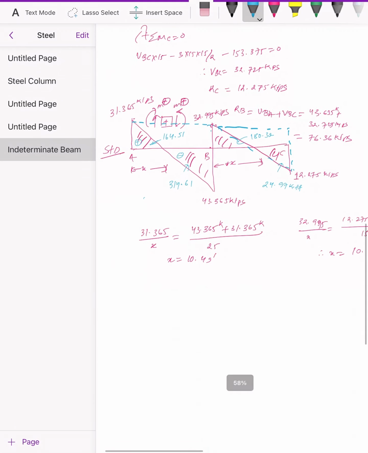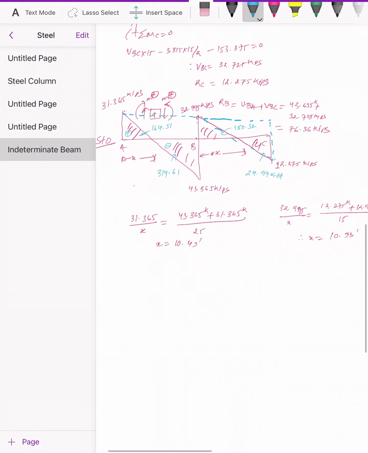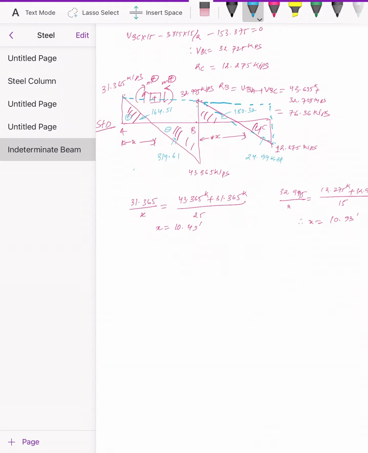I'm trying to draw the bending moment diagram. In order to draw the bending moment diagram, you need to calculate the area under the shear force, which is equal to the bending moment diagram. So A, B, C.